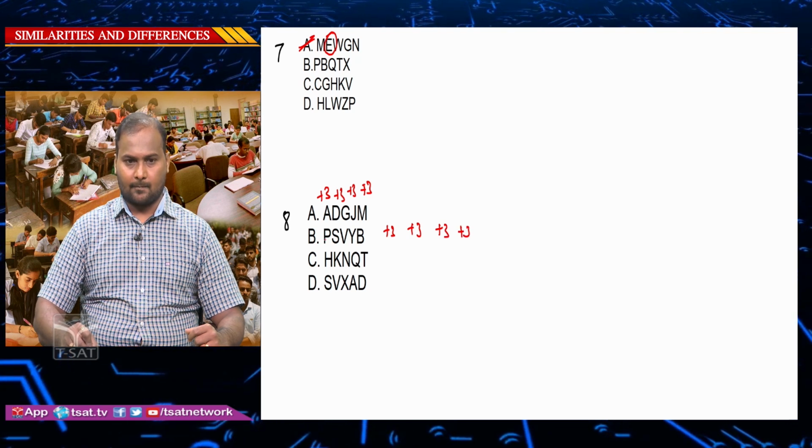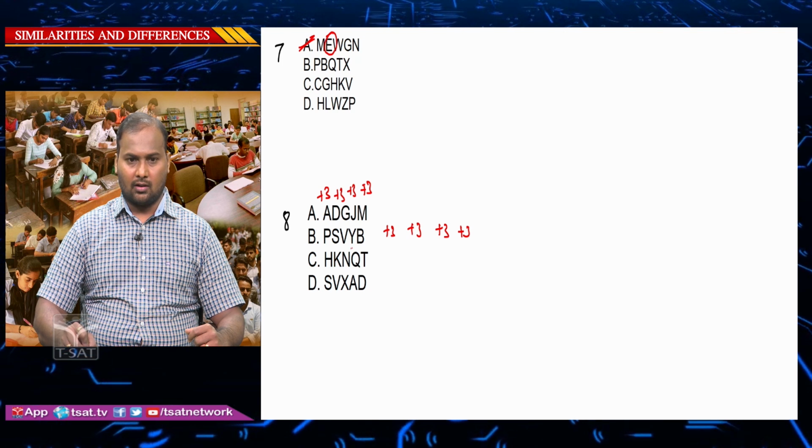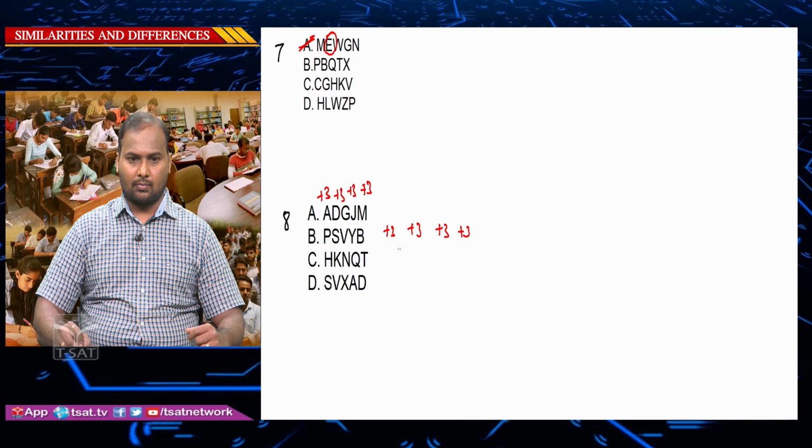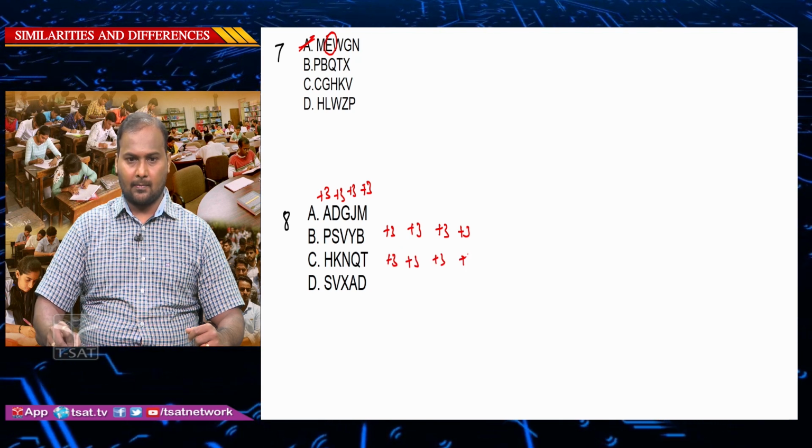Now come to option C. H to K, plus 3. K to N, plus 3. N to Q, plus 3. Q to T is also plus 3. Here also the logic is plus 3, plus 3, plus 3 and plus 3.